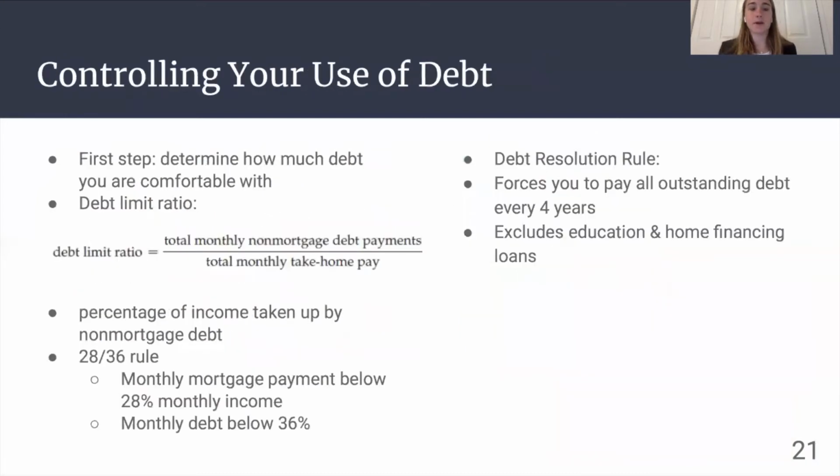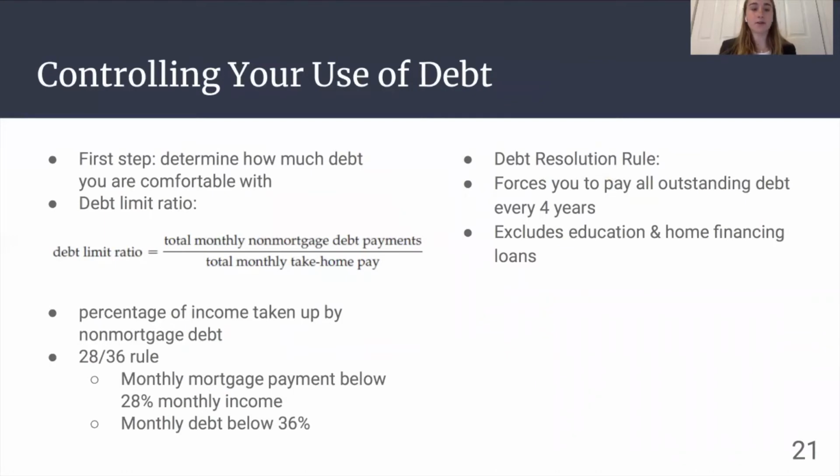Next, we move on to the topic of controlling use of debt. Your first step is to determine how much debt you're comfortable with. This may change as you go through the different financial life stage cycles. And also, as you get older and income increases, debt as a portion of your income decreases. There are two measures to help with controlling your debt: the debt limit ratio and the debt resolution rule.